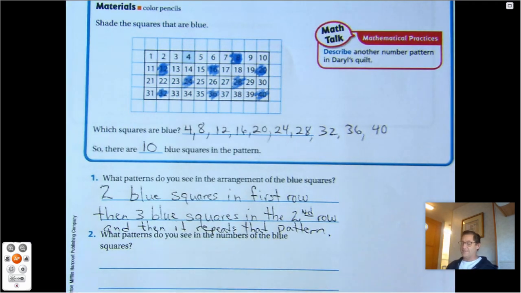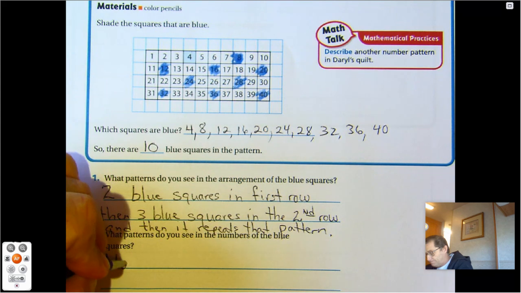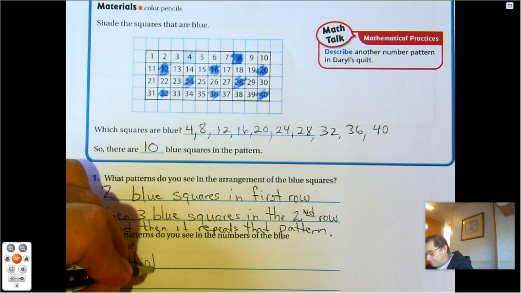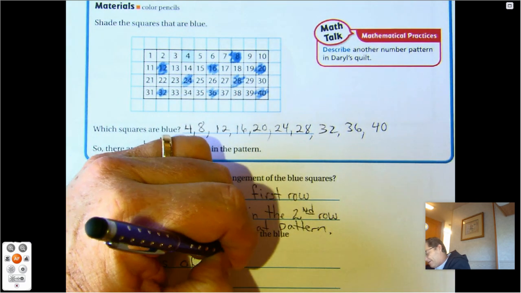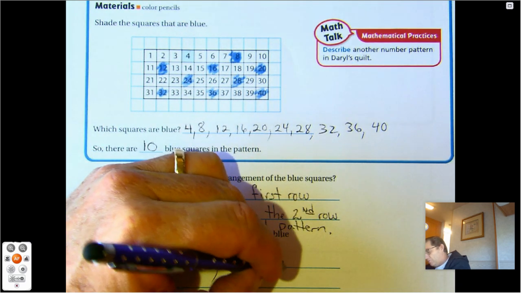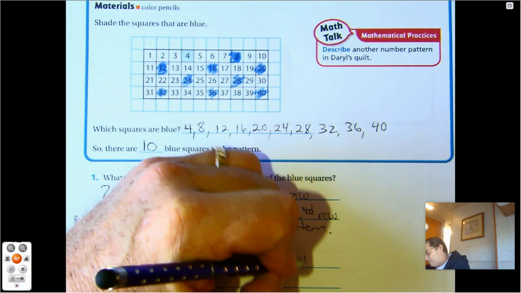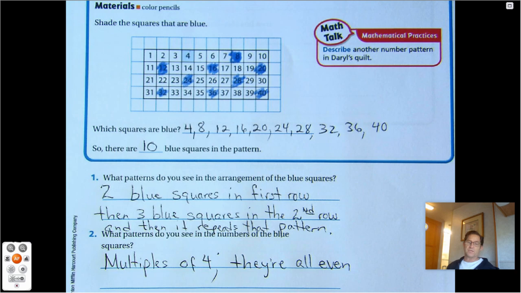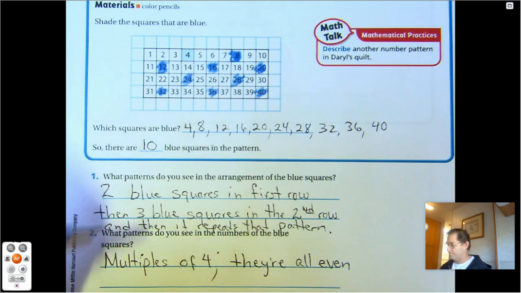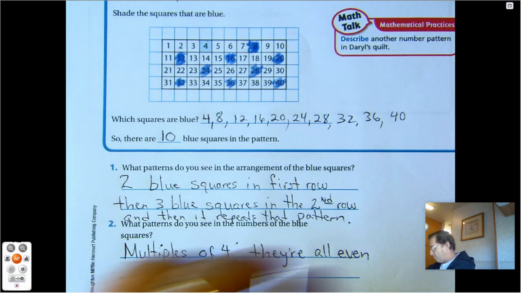What patterns do you see in the numbers of the blue squares? Well, they're multiples of 4. We could also say they're all even. I noticed that all the squares have even numbers. So those are possible answers for describing it based on the numbers. All right, let's go to page 224.